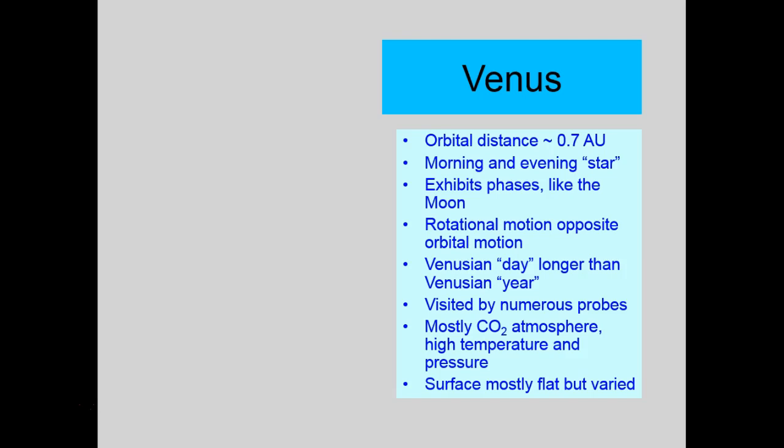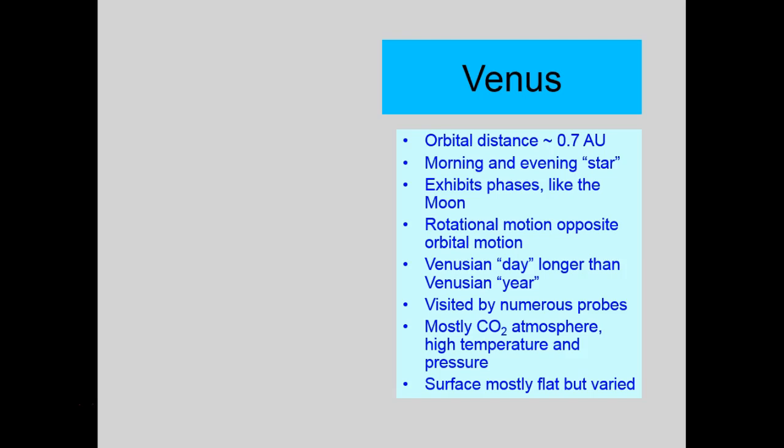Its rotational motion, this is the strange thing about it, is opposite to the orbital motion. So if it's going around the sun this way, it's spinning the opposite way. So the sun rises in the west and sets in the east. Strange, bizarre, okay? And we said that Mercury was bizarre because its year was 3 months and its day was 2 months. Venus is even worse than that. The Venusian day is longer than the Venusian year.